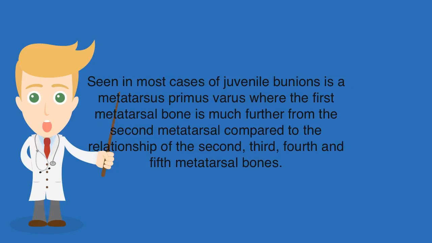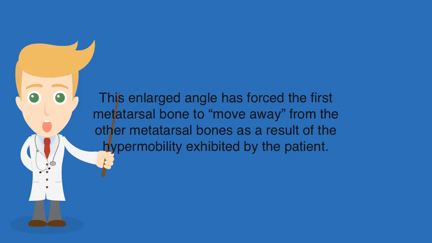Seen in most cases of juvenile bunions is a metatarsus primus varus, where the first metatarsal bone is much further from the second metatarsal compared to the relationship of the second, third, fourth, and fifth metatarsal bones. This enlarged angle has forced the first metatarsal bone to move away from the other metatarsal bones as a result of the hypermobility exhibited by the patient.